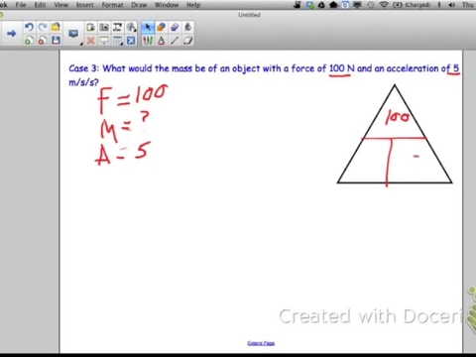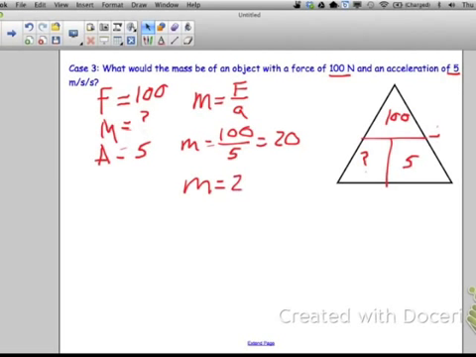I put my acceleration here, and I need to know my mass. Since I have an up and down problem, it's division. Mass equals force divided by acceleration. So mass equals 100 divided by 5, and I'm left with 20. So my mass equals 20 kilograms.